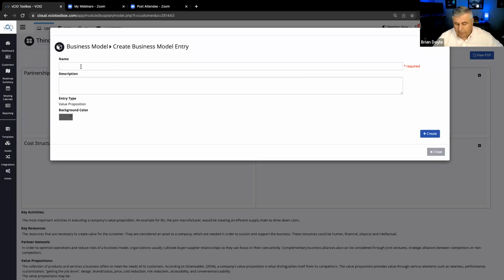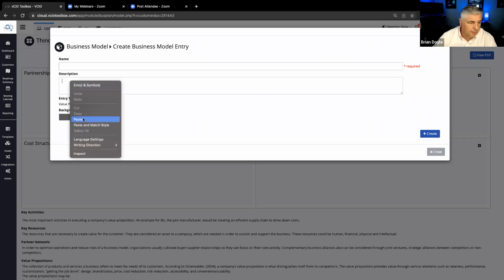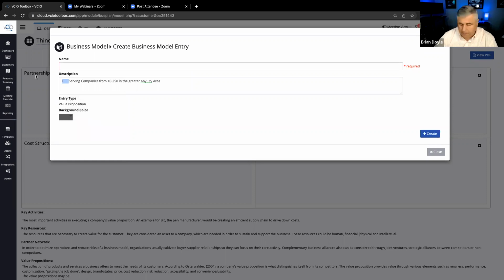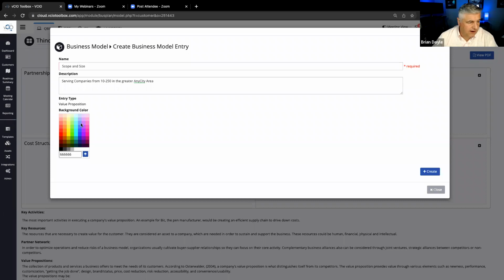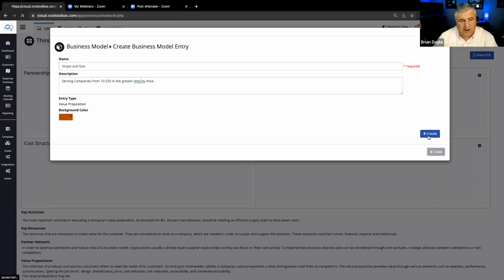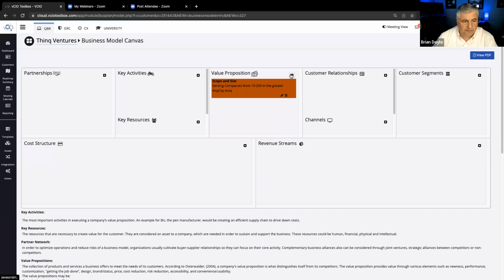And I'm going to name a couple different value propositions that we have for a customer as an MSP. So here's a couple of them. And again, your mileage may vary on this, but I'm going to put in our description here: we serve companies that range from 10 to 250 users in the greater any city area, no matter where you are. And we can entitle this one scope and size. Another thing in VCIO Toolbox, we can give things a little bit of a distinct coloring just to help show them within our review as well.